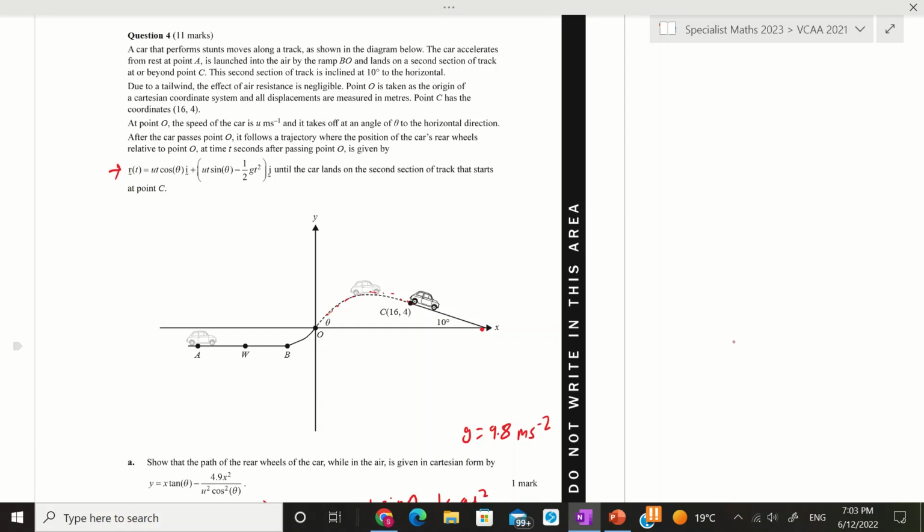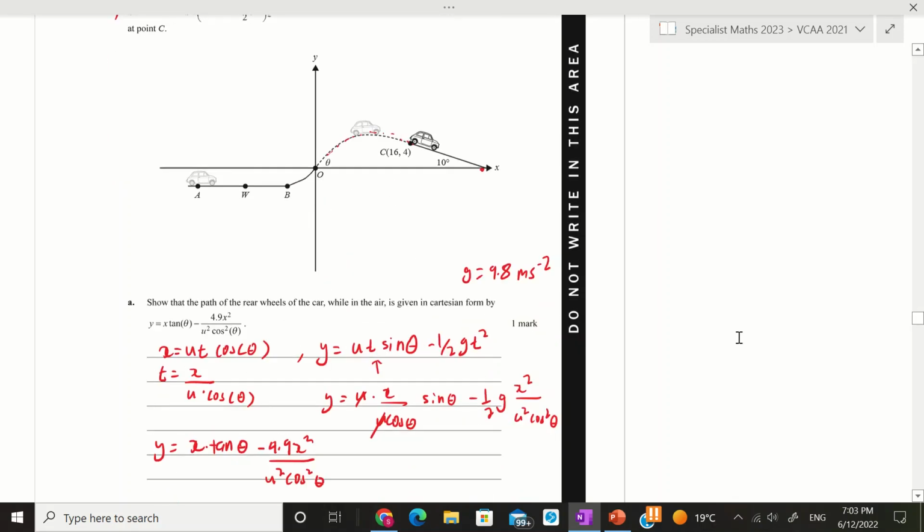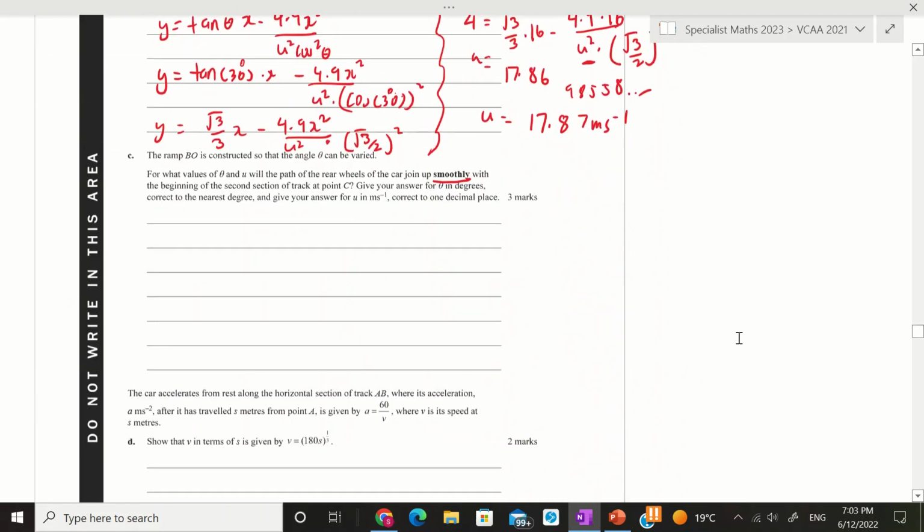You can see how it joins up very smoothly. So what does the idea of smoothly mean? It just means that the gradient of this path will match the gradient of this ramp at the end, right? That's the only thing that we need to take away from that word. And I guess that's the idea that will help us solve the question quite easily, actually.